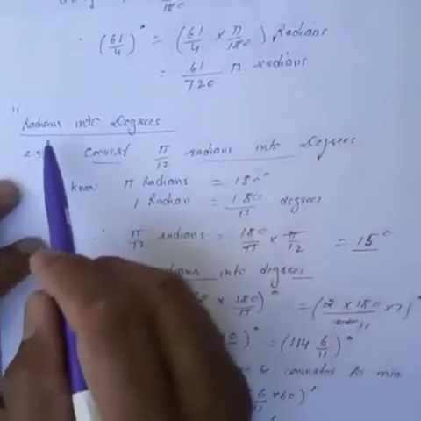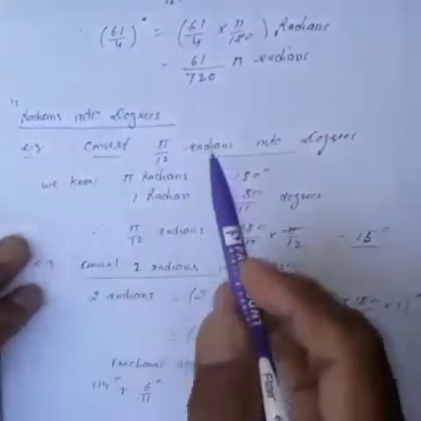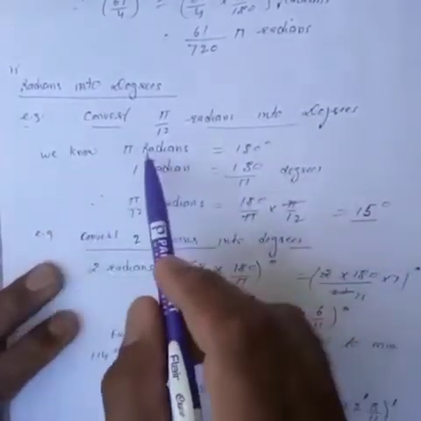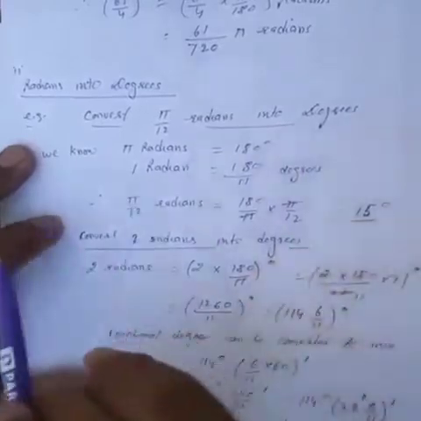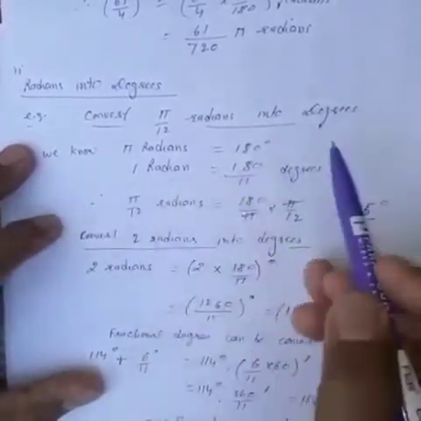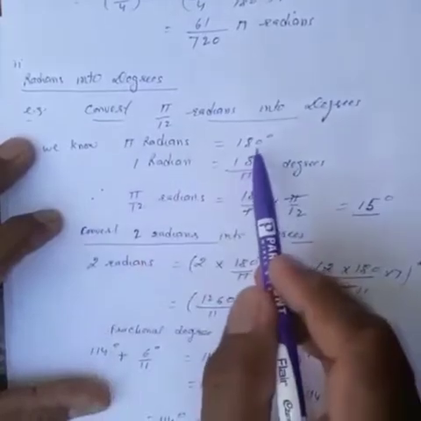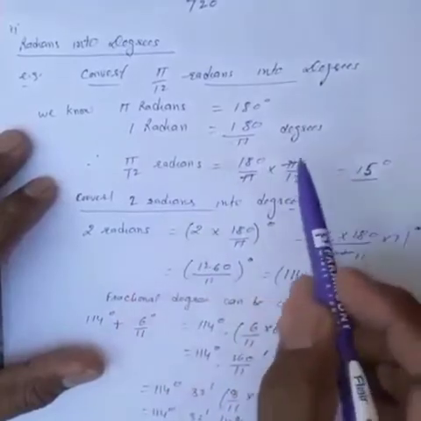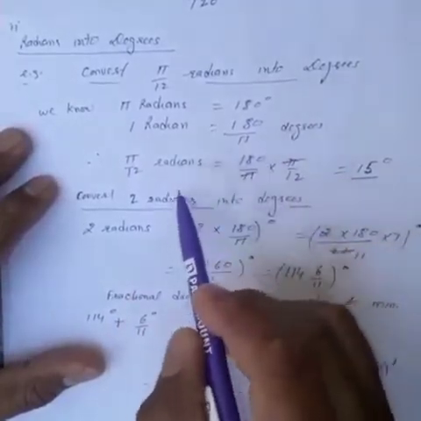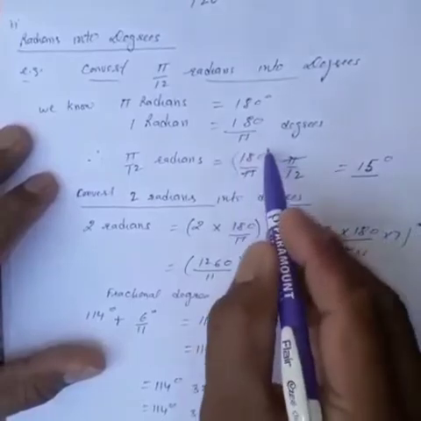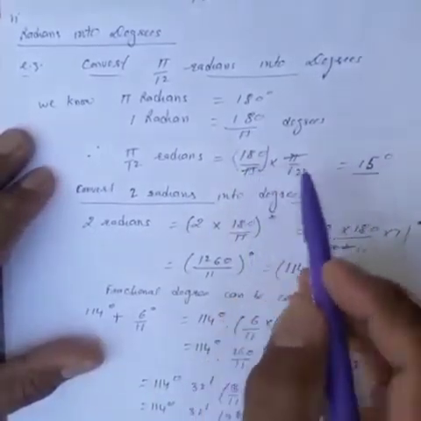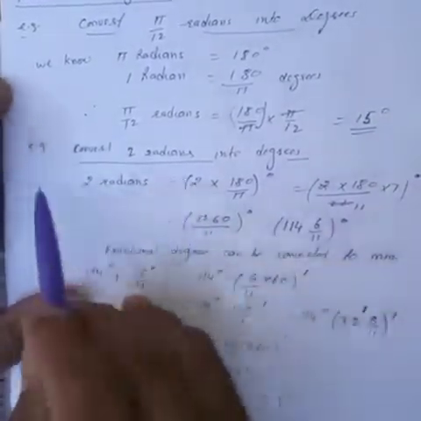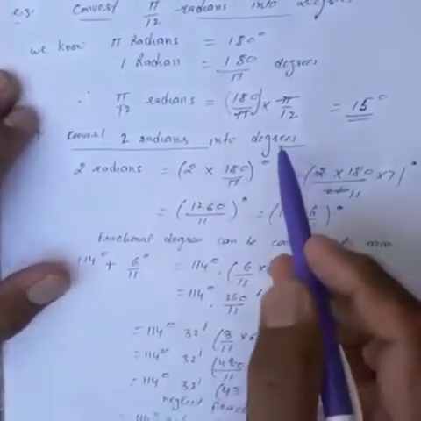Now the next conversion is we can convert radians into degrees. Convert pi upon 12 radians into degrees. Now pi radians, we know the relation, pi radians is equal to 180 degrees. Because this time we want degrees, degrees should be on the right hand side. Pi radians is equal to 180 degrees, and we can in turn calculate pi upon 12 radians: we will multiply radians by 180 upon pi to convert into degrees, and after calculation it will be 15 degrees.